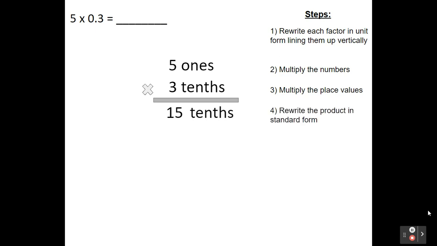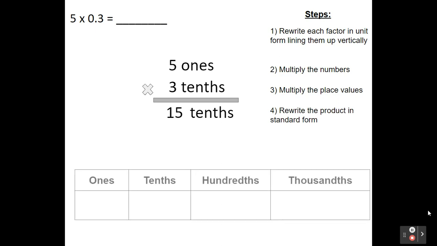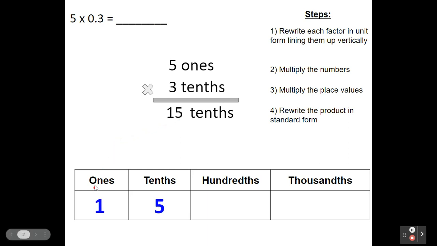Now let's rewrite the product, or our answer, in standard form. We can use our place value chart to help us. So we're going to place 15 tenths in our place value chart. Since the 5 is the last digit, that 5 is going to go in the tenths place. The 1 is regrouped to the ones place. Remember, the decimal point always goes between the ones and the tenths place. So our final answer is 1 and 5/10.